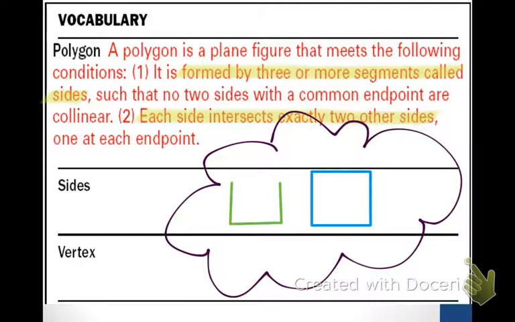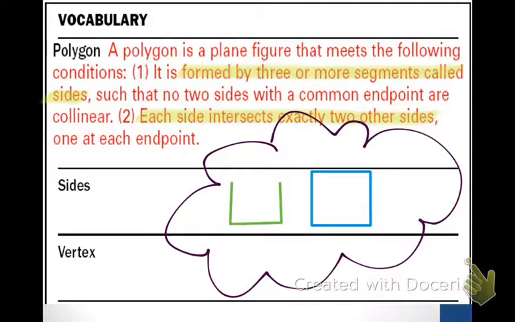So the first one, we're going to decide whether or not it is a polygon. Polygons have to be formed by 3 or more segments. Are there 3 or more segments? Yes, there's 1, 2, 3. Each side intersects exactly at 2 other sides. So let's look at this side right here.